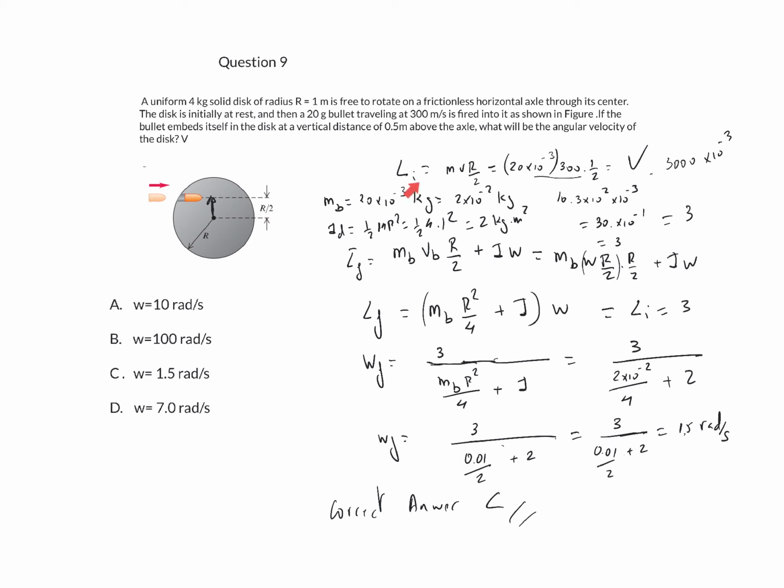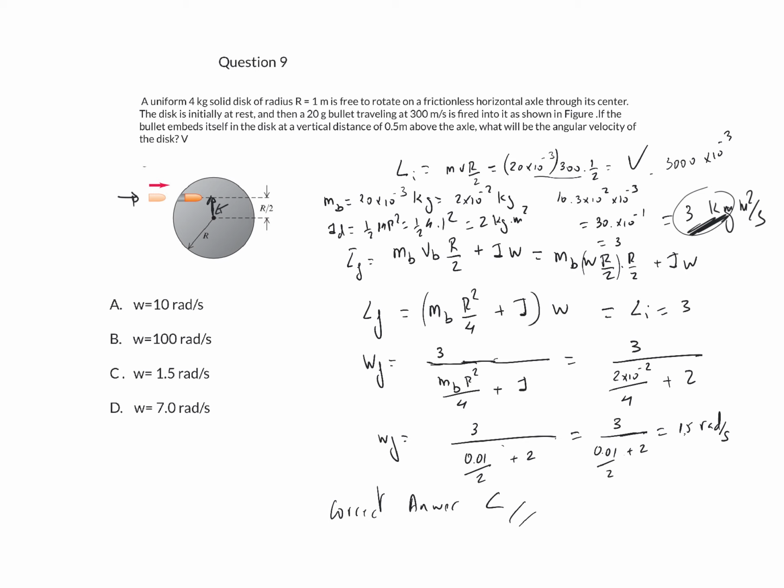So the angular momentum of the bullet will be the mass times the velocity times the radius perpendicular to the velocity. The velocity is going in this direction, v. So the radius perpendicular to the velocity is R divided by 2. So this produces an angular momentum of 3 kilogram meter squared per second. So these 3 units are conserved.